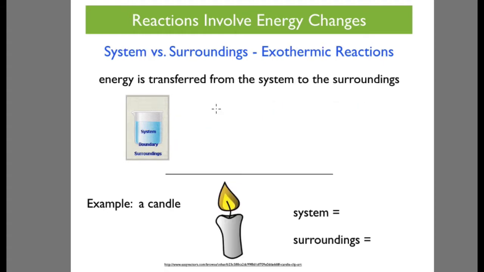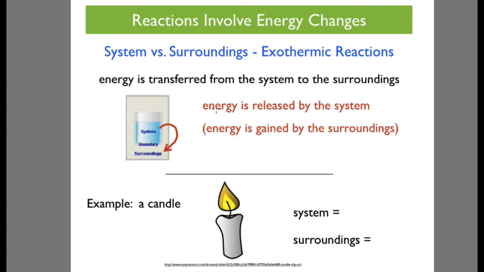Here is system versus surroundings in exothermic reactions. Energy is transferred from the system to the surroundings. So energy goes from the system, the liquid in this case, to the surroundings, which would be air in this case. Energy is released by the system. Energy is gained by the surroundings. So the temperature of the surroundings increases.